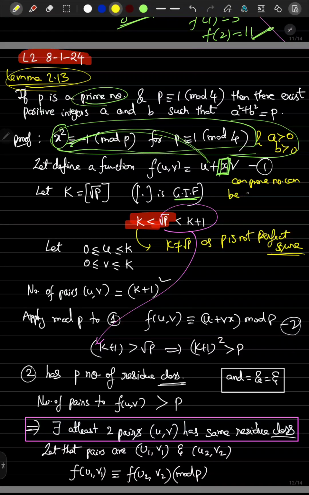No, I don't think so. It can't be a perfect square. Let's say k is some number, and k squared is a perfect square. Okay? No, it can't be.